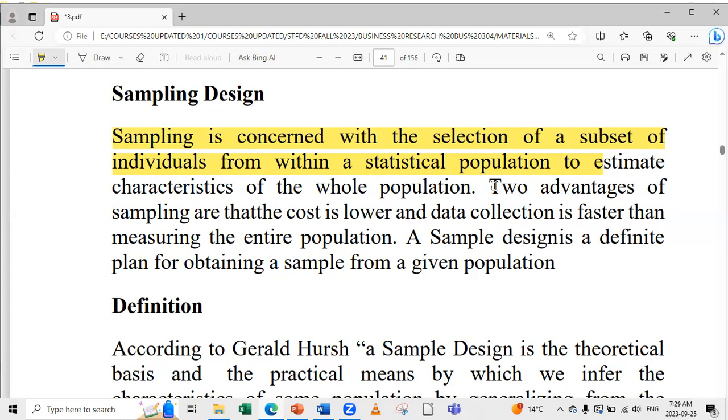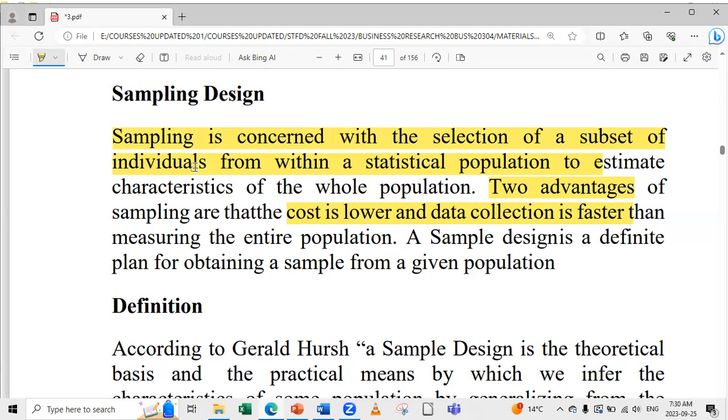Two advantages. What are the advantages of using sampling here? Because its cost is lower and the data collection is faster. That's true. In that case, sampling helps me reduce the cost, because I cannot test or examine all the population which I'm studying. So here I'm just studying a part of this population.